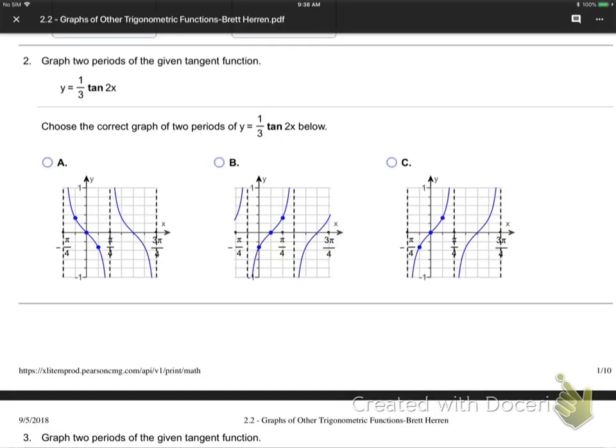All right, so number 2. Why don't I let you try that? So remember what you're going to do. You're going to take the inside, and you're going to say the inside has to be between negative pi over 2 and positive pi over 2. And then solve for x. And that'll tell you where the 2 new dotted lines go, which is almost the whole battle, isn't it? So solve for x there.